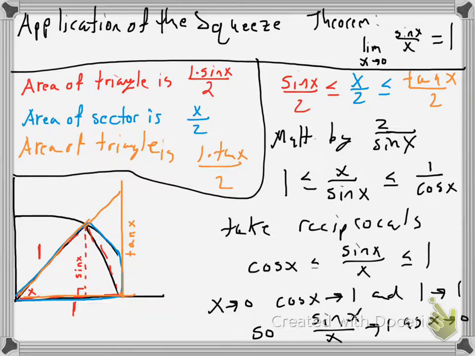If x were negative, cosine is an even function, so the cosine of x is the same thing as cosine of minus x. Sine is an odd function, so sine of negative x would be negative sine x. So this particular piece here would be okay because the negatives would end up dividing out, because the sine of negative x is negative sine, and then you'd have a negative x in the denominator, so our inequality would be preserved.